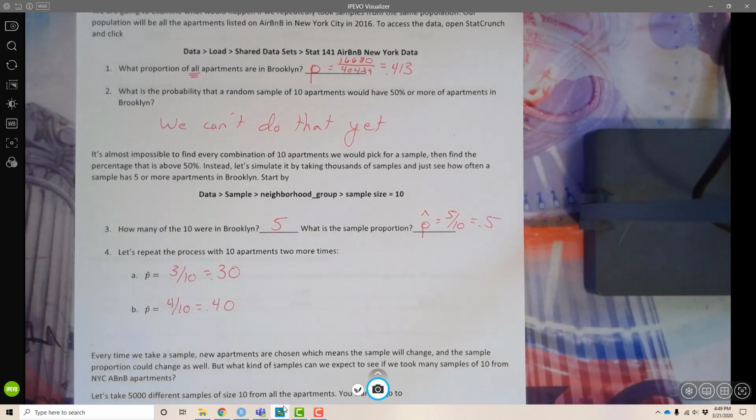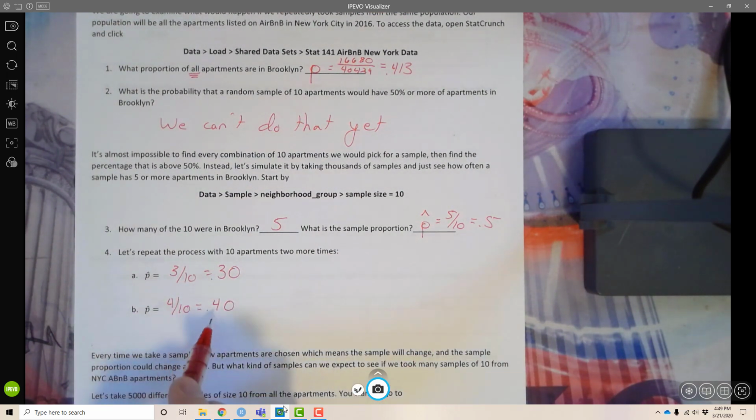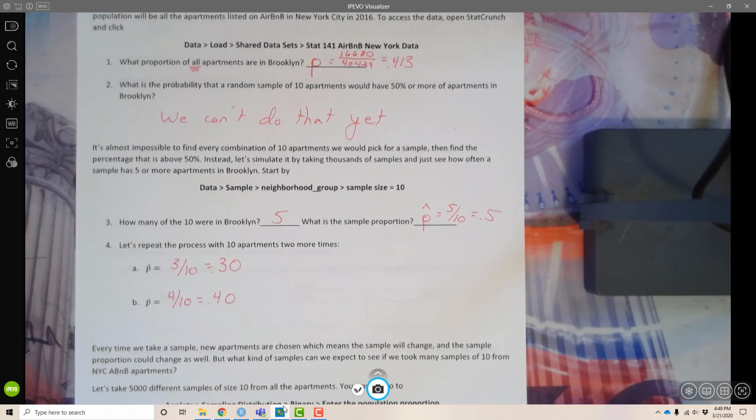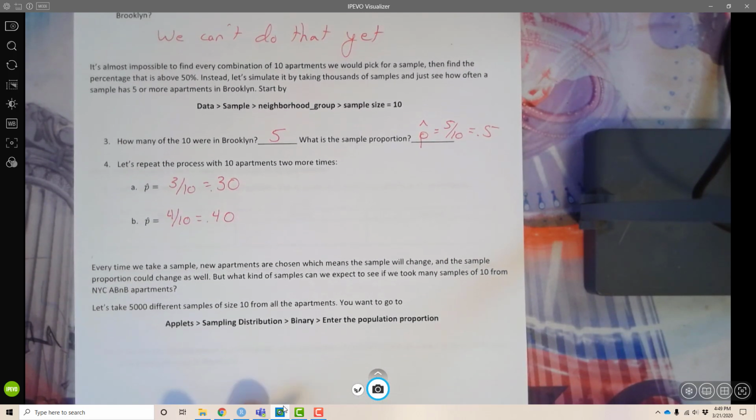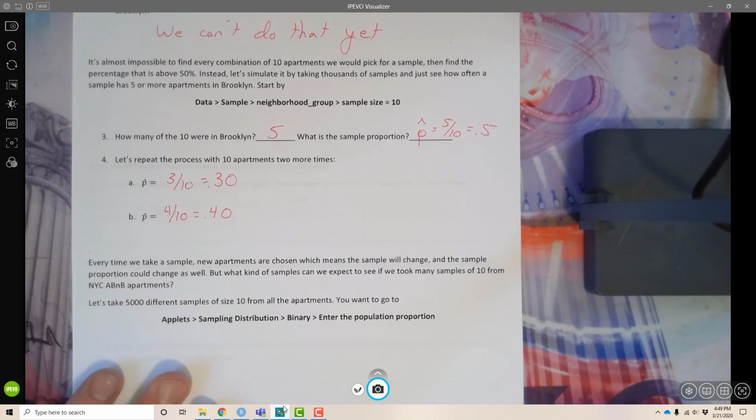But that's the main idea. If you go out and you take a new sample, you'll get different apartments, you'll get different sample proportions. So what we want to try to do is figure out, what are all of these different sample proportions going to look like? How often will I get a sample proportion of 50% or 30% or 40%? Or, it's possible if you pick 10 apartments, all 10 of them come from Brooklyn, or none of them come from Brooklyn. So how likely is that to happen? So we're going to simulate it, and simulating it one at a time could take a very, very long time. Fortunately, StatCrunch is going to let us speed that up.